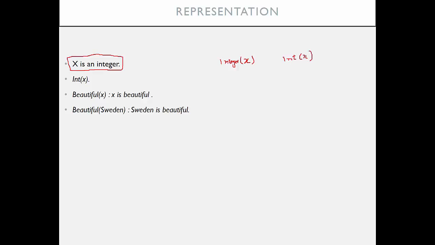So similarly, if we have to write "x is beautiful," we'll write it like this: Beautiful(x). So here x was the subject and beautiful is the predicate, and let's now have a look at "Sweden is beautiful." So we will replace x with Sweden.